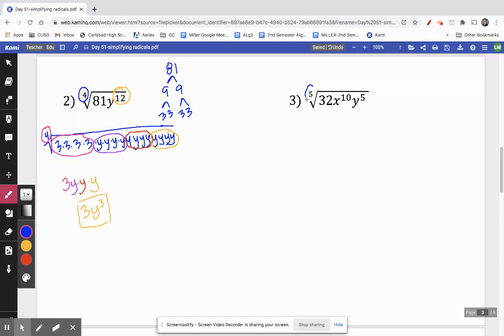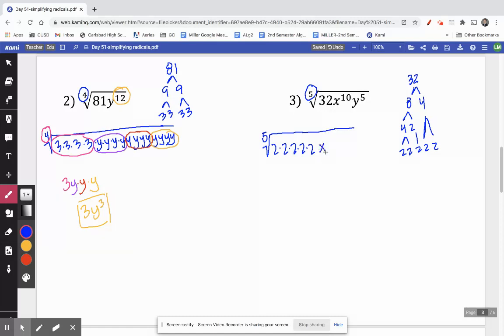All right. Oh, 5th root. Getting crazy here. Again, when you write that radical, don't forget that 5. That tells us what root that is. It tells us how many we're looking for. When we break apart 32, 32 is 16 and 2 or 8 and 4. No matter what numbers you use, you'll always get the same prime factors. So 8 is 4 and 2, 4 is 2 and 2, there's a 2, and then this 4 is also 2 and 2. So 32 can really be written as 2 times 2 times 2 times 2 times 2. X to the 10th, we can write those out, x times x, and y to the 5th.